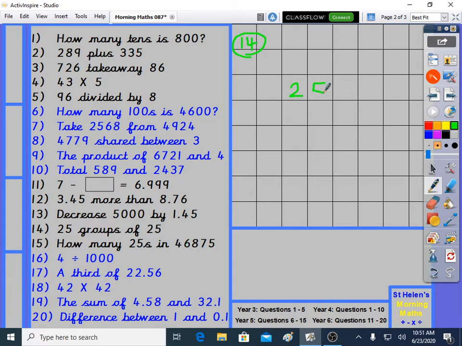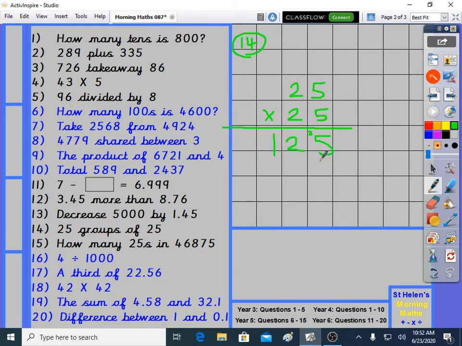25 groups of 25. I'll use standard method for this. I feel like I could be able to predict the answer. I know 25 times 10 would be 250. So times 20 would be 500. Plus 125, 625. I'm not sure if that's right. Let's do the method and see what happens. 5 times 5 is 25. 5 times 2 is 10, plus 2 is 12.